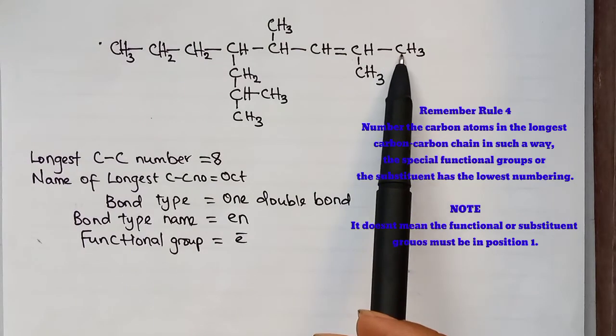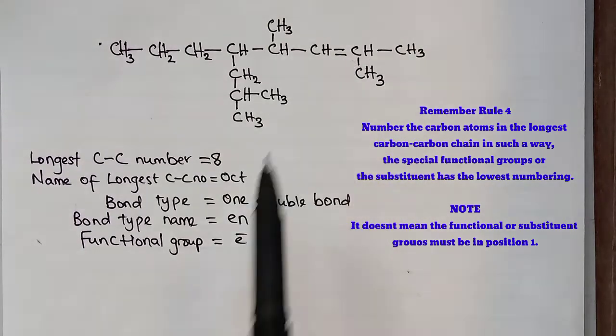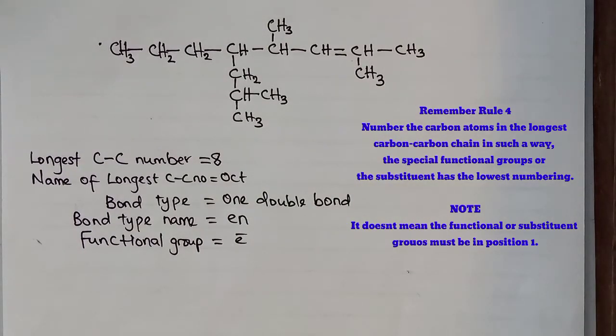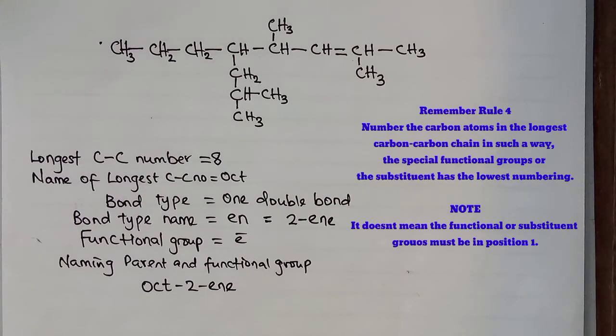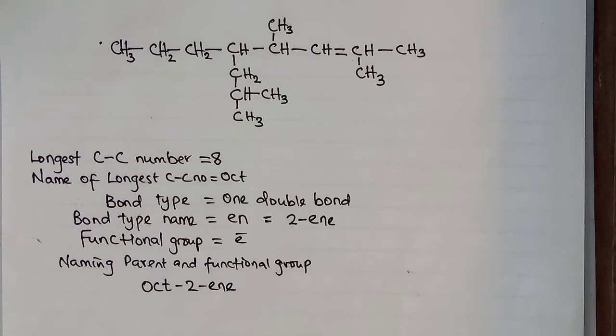But the thing here is that there is a position where this double bond exists. This is carbon 1, carbon 2. That is going to be at position 2. Therefore, the bond type is going to change with position. So the parent name including the functional group becomes octene. Okay, the next thing to look for is the substituents.